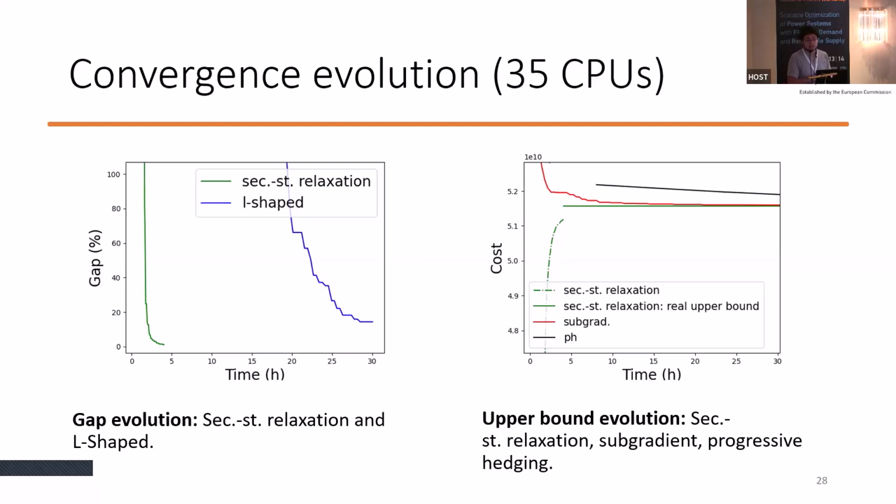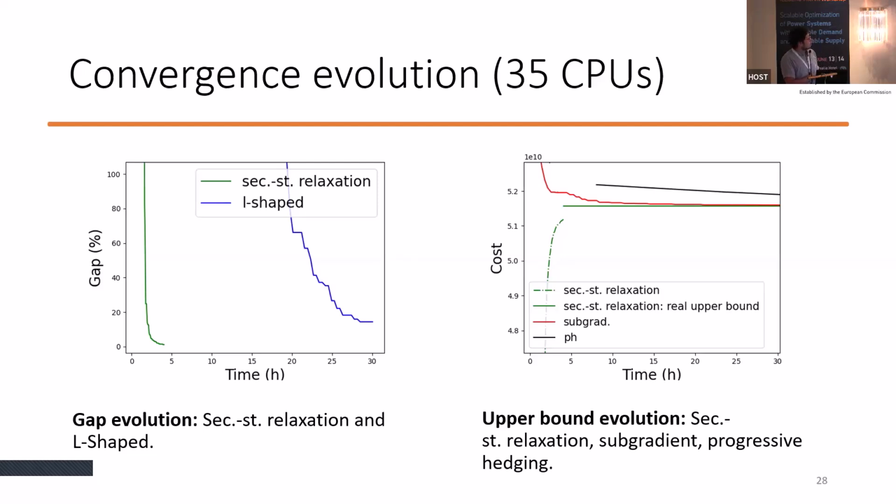the optimality gap that we are obtaining is still far from being of practical use. On the panel on the right, what you see is the upper bound evolution of the algorithms. As before, the green one is our approach. The black one is the progressive hedging algorithm. The red one is a subgradient-based algorithm.